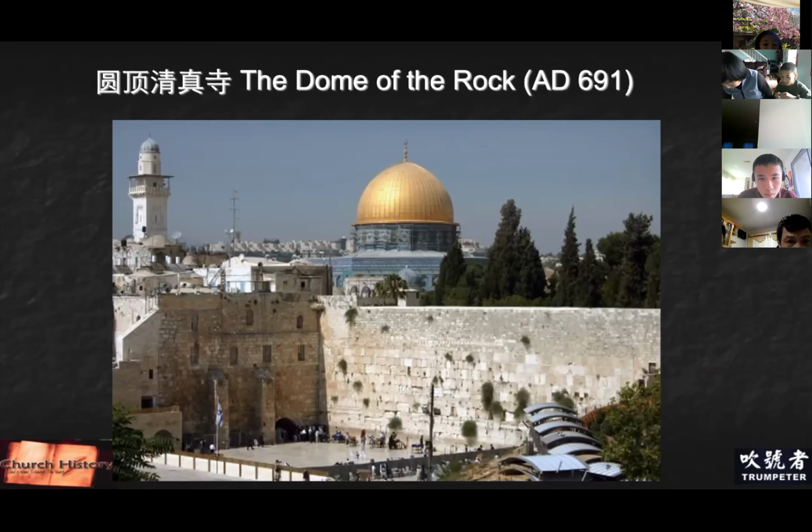To show you this, this is the West Wall, and this is the Dome of the Rock, and this is where the original Solomon's Temple was.